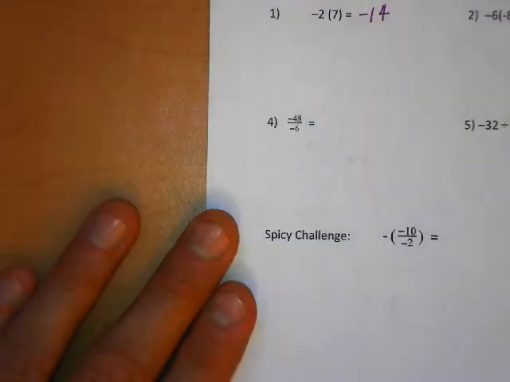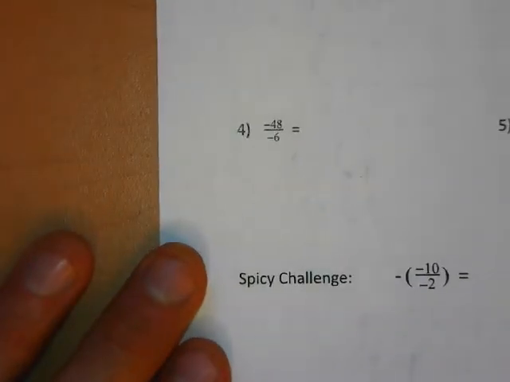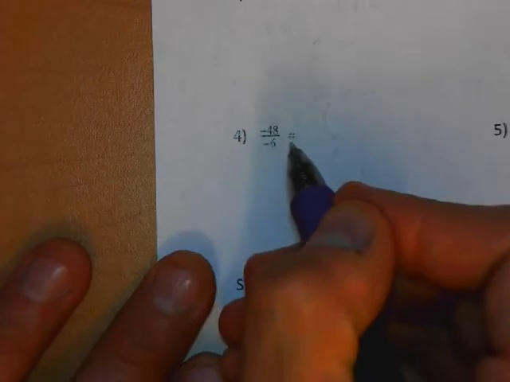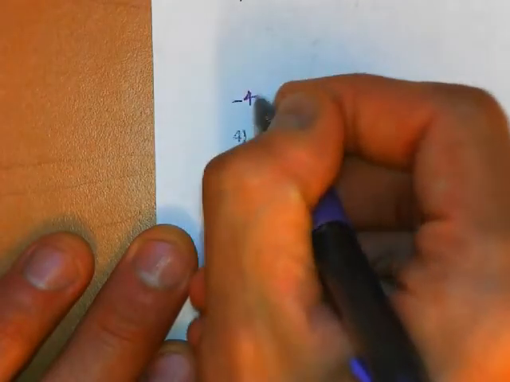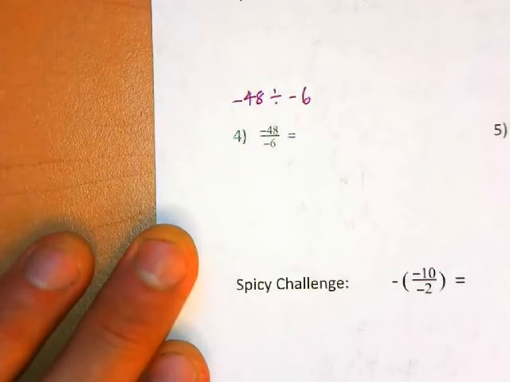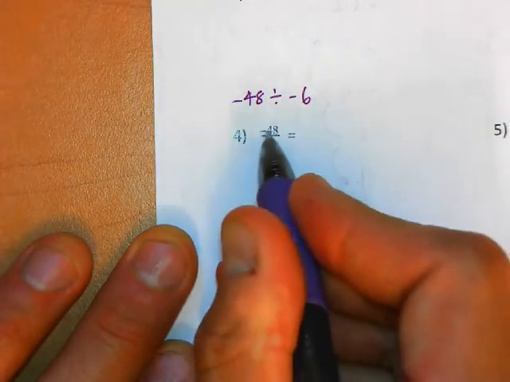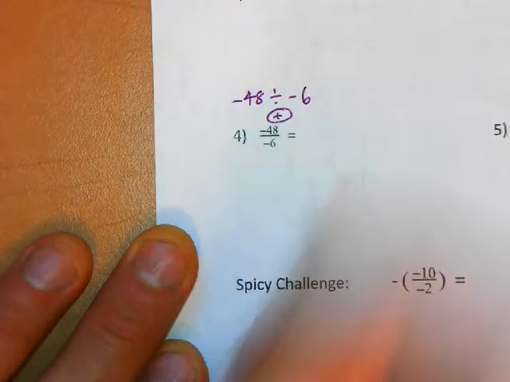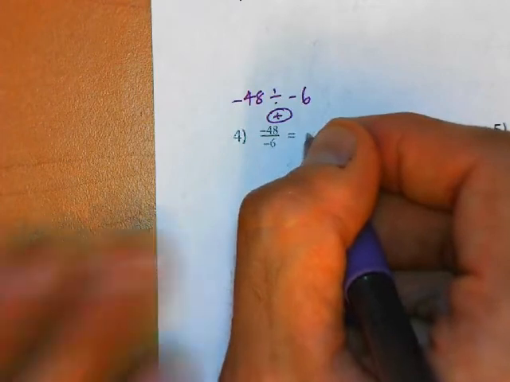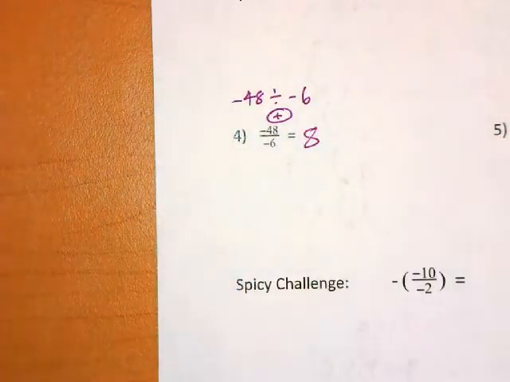Okay, let's keep going. Negative 48 over negative 6. Remember that the fraction is another way of showing division. This is negative 48 divided by negative 6. They have the same sign, so that means they're going to be positive. And 48 divided by 6 is 8.